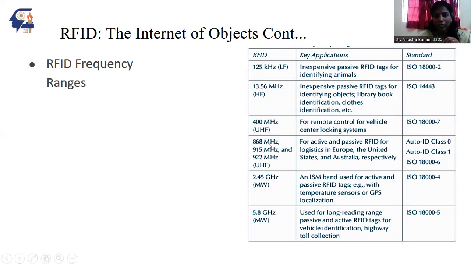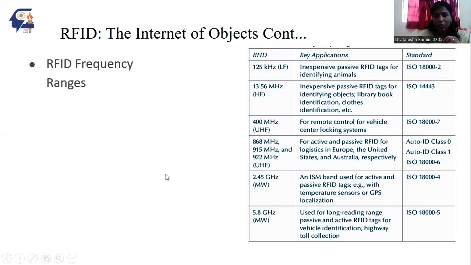Then the third type is 400 megahertz, which is called ultra high frequency. This is used in remote control for vehicle center locking system. Nowadays, in car keys, we are using this kind of RFID tag. Whenever we are near the car, with the support of the keychain given with the car, we are able to unlock the car as well as lock the car. In that application, we are using this kind of radio frequency.